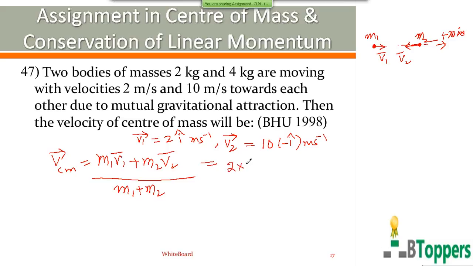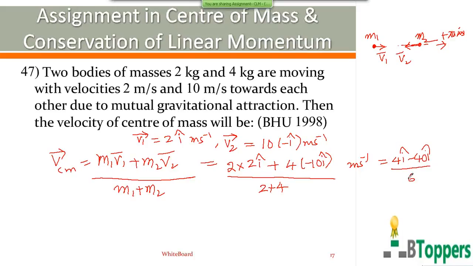So now I can substitute M1 equal to 2 kg, V1 bar equal to 2 I cap, M2 equal to 4 kg, and V2 bar equal to minus 10 I cap meter per second. M1 plus M2 will be 2 plus 4 kg. Units of mass get cancelled. You can try to simplify this yourself. This will be 4 I cap minus 40 I cap by 6 meter per second. So minus 36 by 6, or minus 6 I cap meter per second.